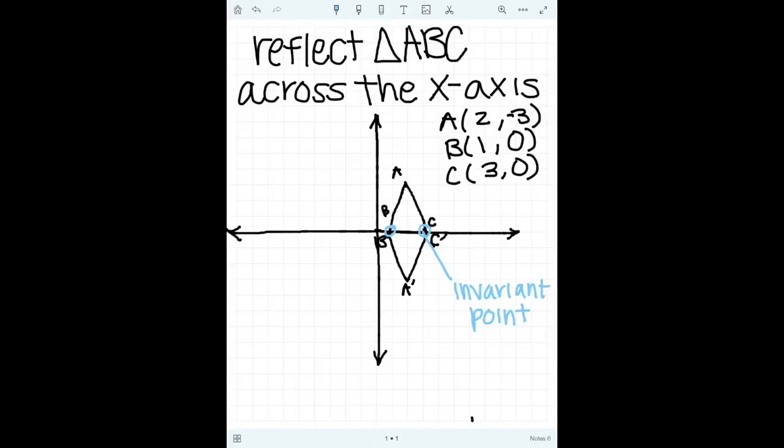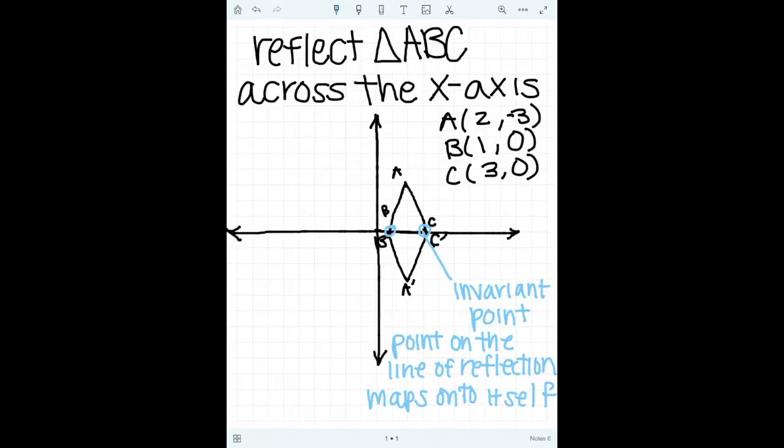Why didn't I change 0 to make it negative or times it by -1? Well, it lies on the line of reflection, and any point that lies on the line of reflection maps onto itself. So that's basically what an invariant point is.